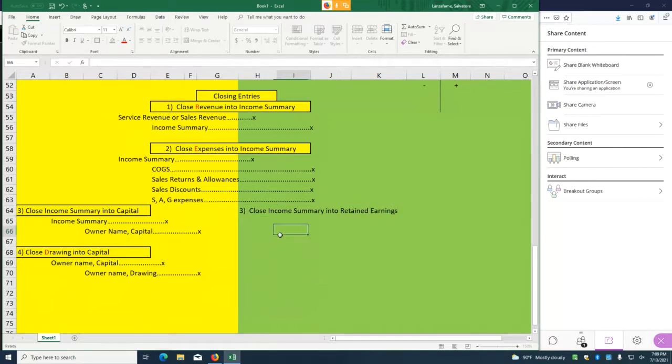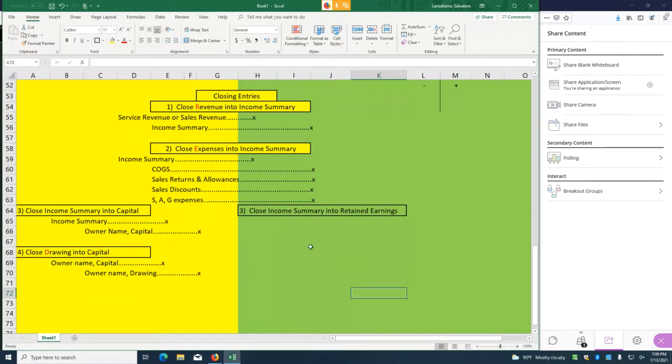So basically, to make a long story short, retained earnings is replacing capital in the closing entry process. Whatever you used to do to capital, you now will substitute retained earnings in its place. So that means retained earnings is going to be in this spot, and retained earnings is going to be in this spot. But it's basically the same thing. It's just a different name, because you have stockholders instead of just an individual or a couple of partners.